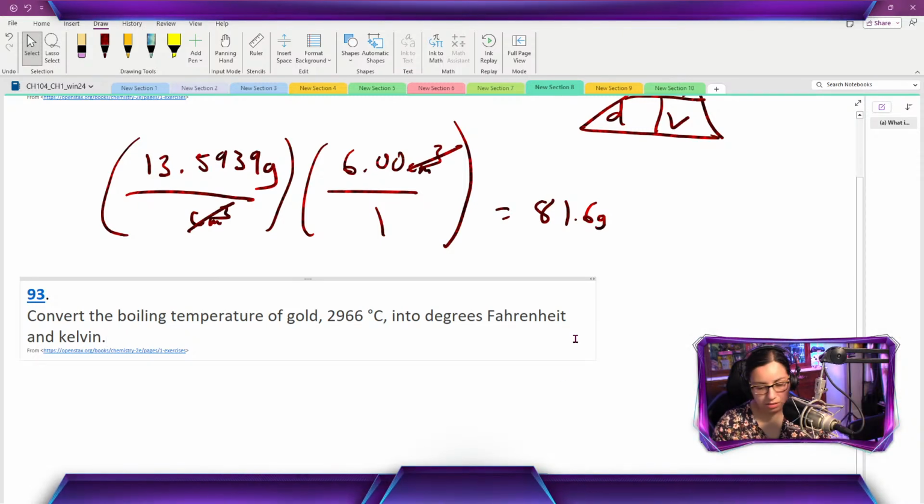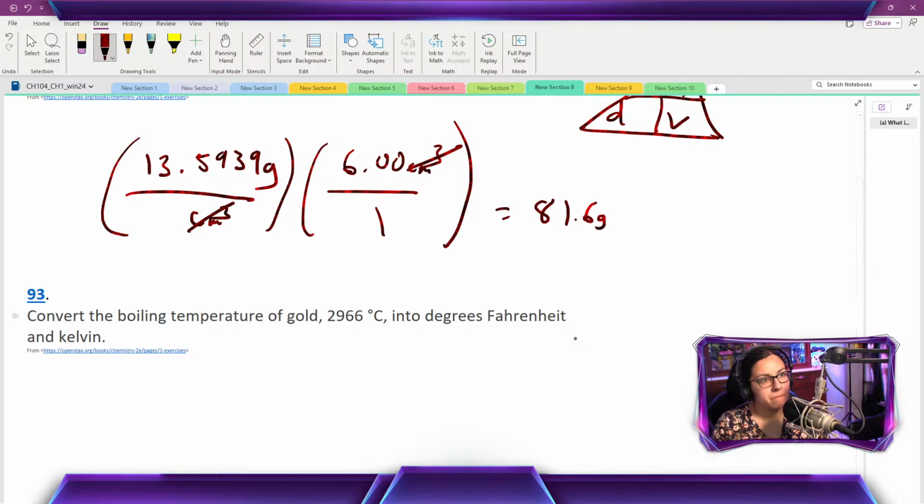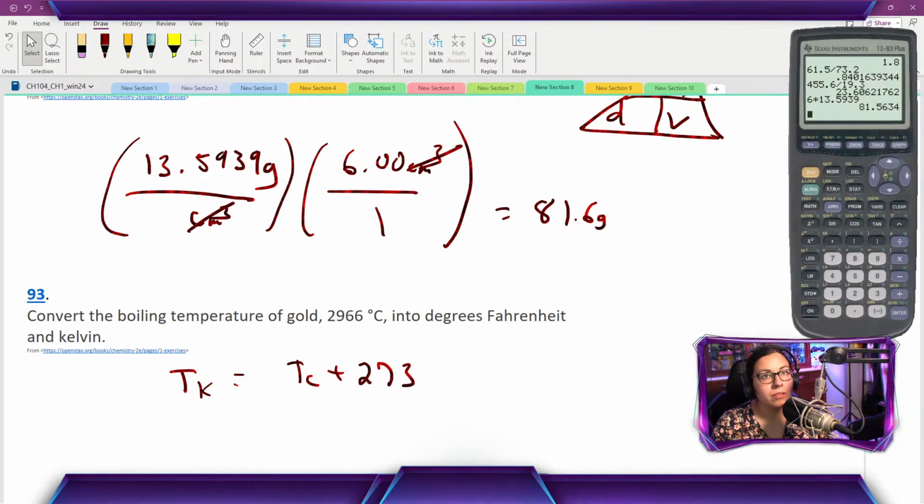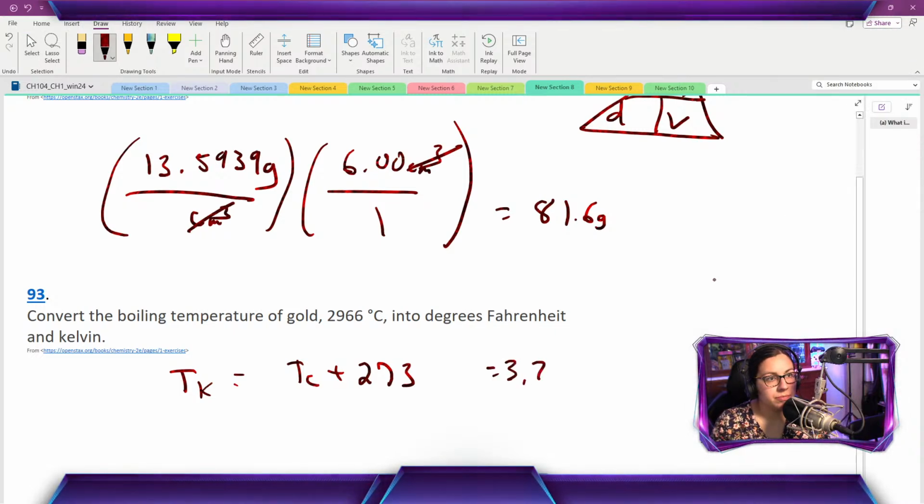So let's go through those. Let's start with Kelvin, just because that's easier. So we said temperature in Kelvin equals my temperature in Celsius plus 273. Now let's add that. So 2966 plus 273 gives me 3,239. And notice for Kelvin, you don't put degrees, you just write Kelvin.